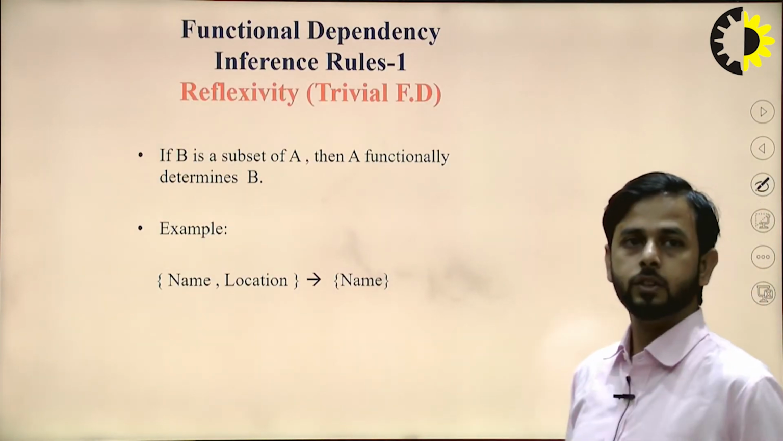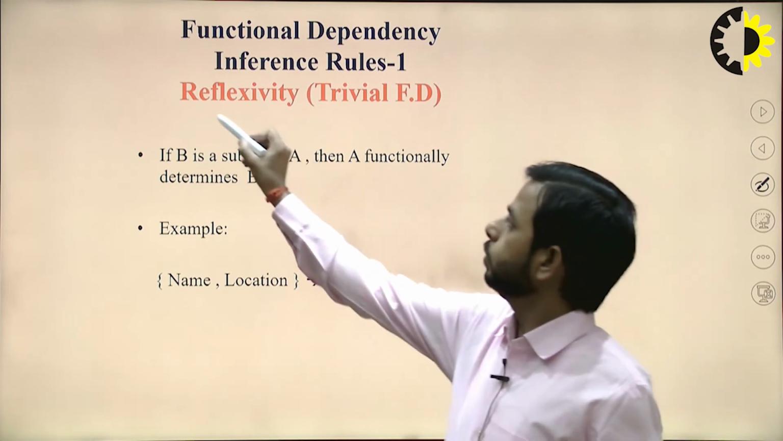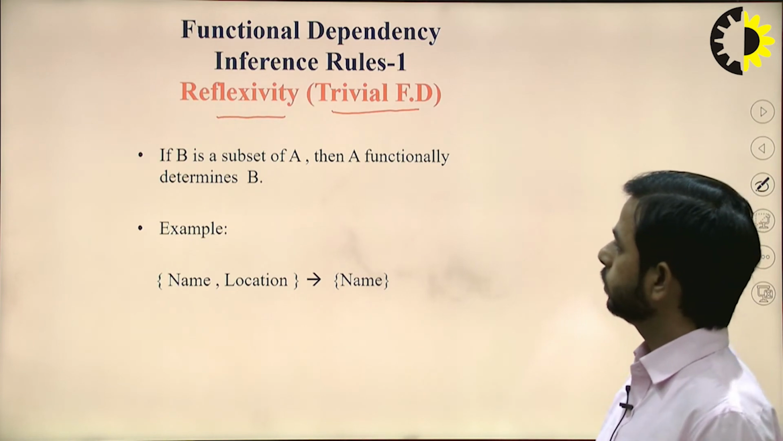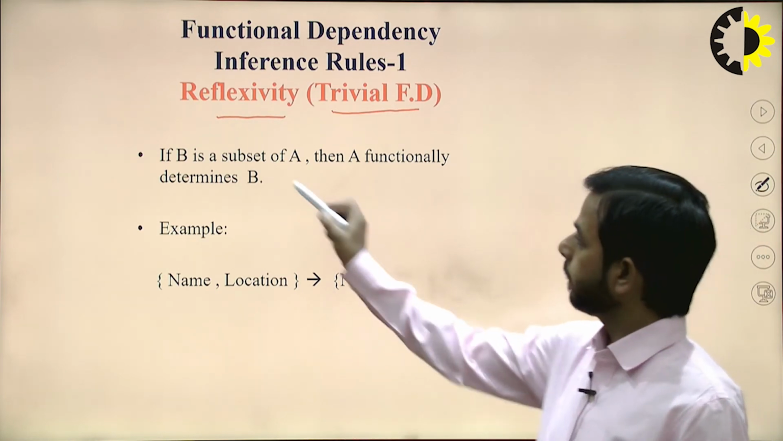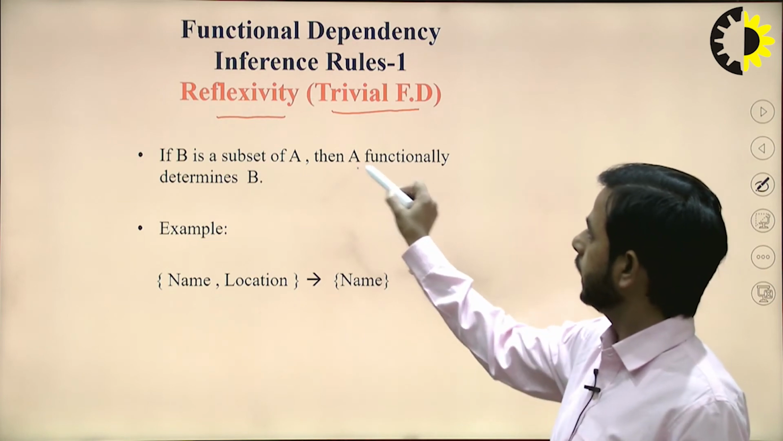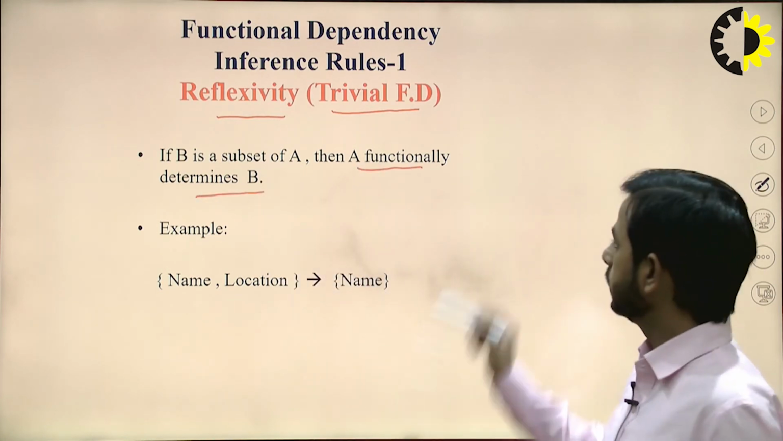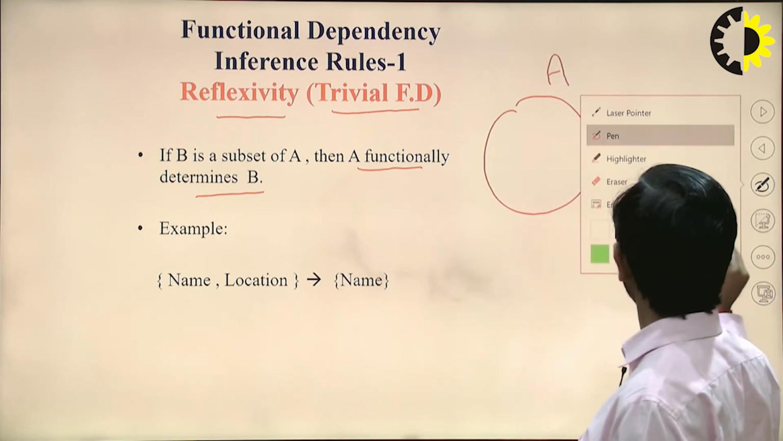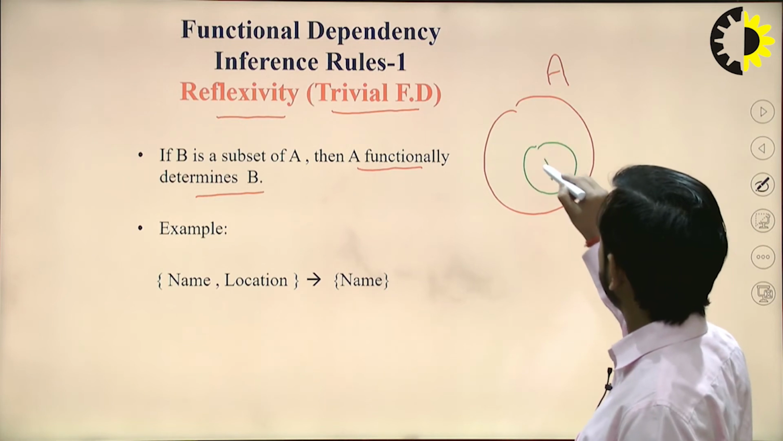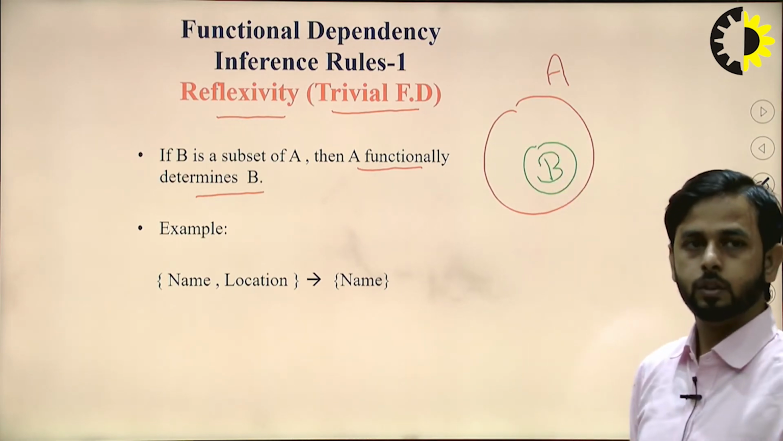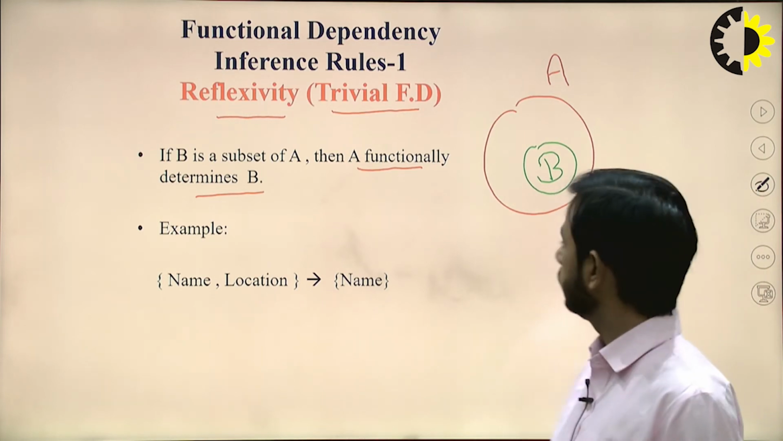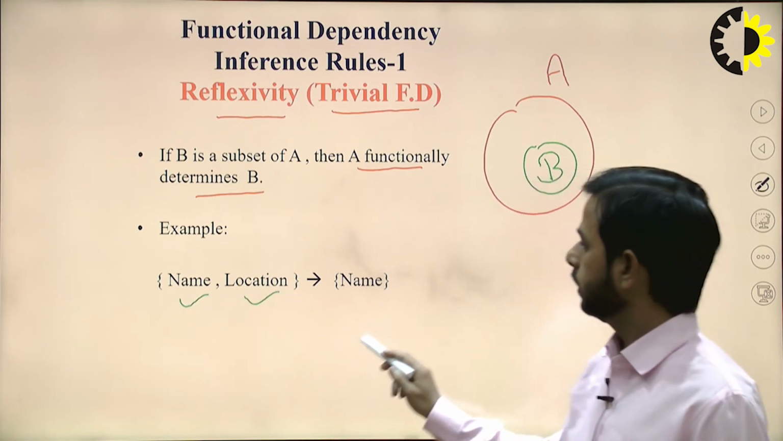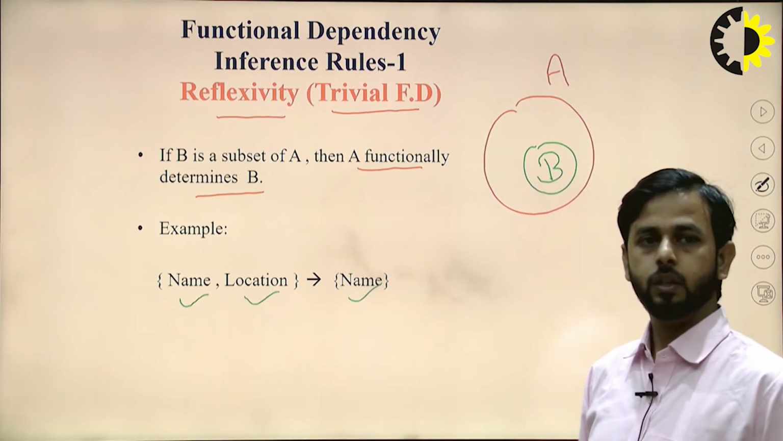Next, see the functional dependency rule 1, and rule 1 is reflexivity, or trivial functional dependency. If B is a subset of A, then A functionally determines B. Means there is a set A and B is a subset of A. Then this is reflexivity or trivial functional dependency. So suppose we know name and location, then we can identify name.